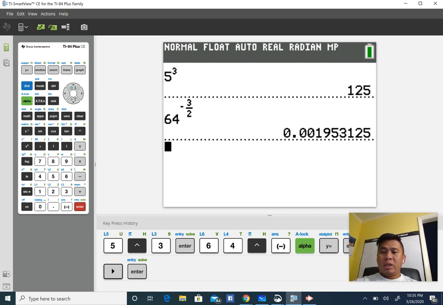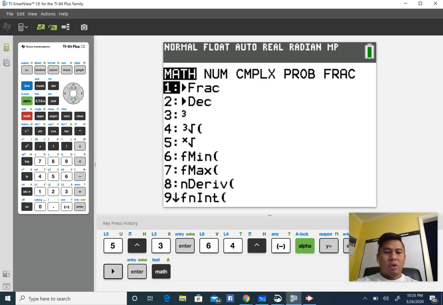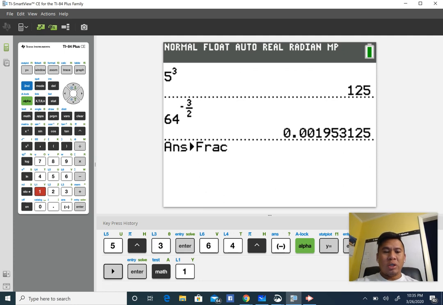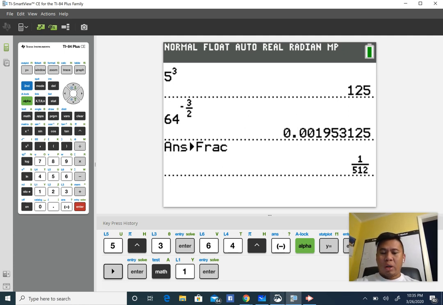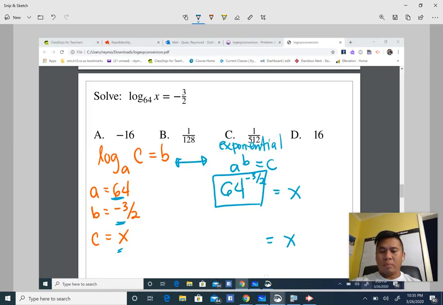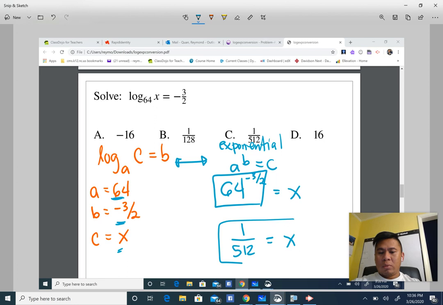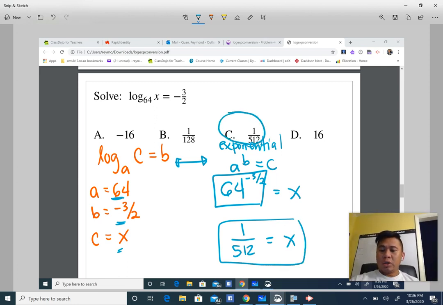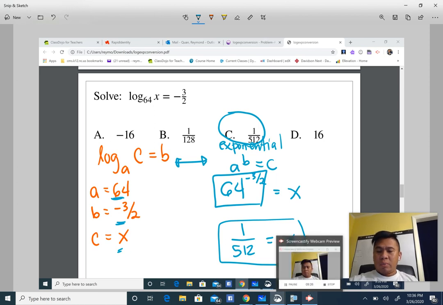0.00953125. But since my choices are in fraction, what I will do is to press math and then press 1 to change this number into a fraction. In that case, that will be 1 all over 512. Again, for our fraction, that will be alpha, y equals, enter. And for our exponent, that will be the caret up function or button.